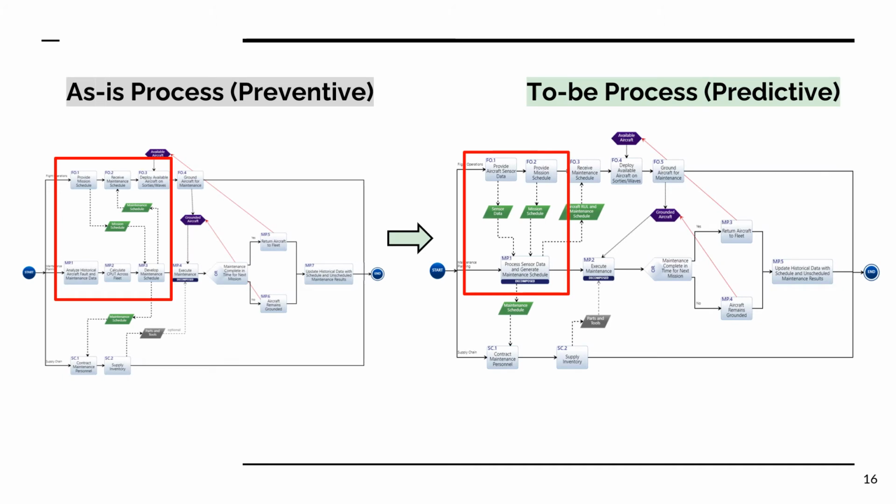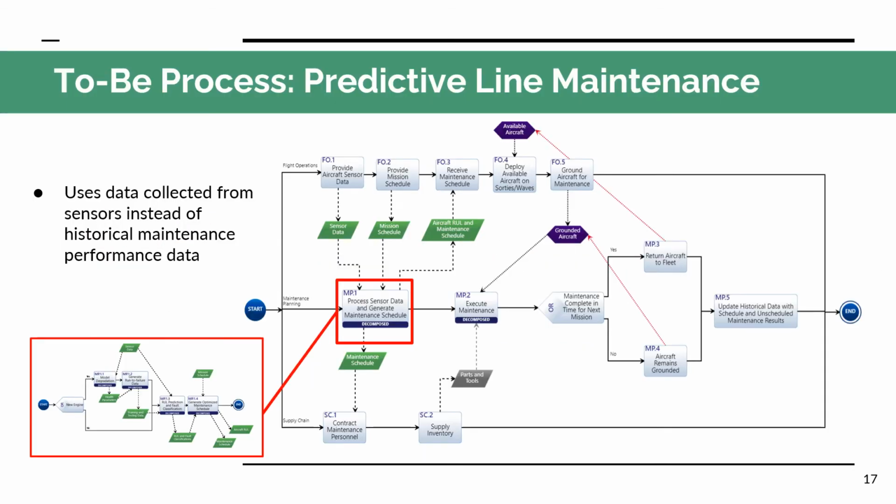This change will allow us to move from our preventive process to a predictive process as shown here, eliminating the bottleneck as identified in this area and transitioning it to this system here. This will use data collected from the sensors instead of historical maintenance performance data, and a new system, MP.1, which will process sensor data and generate maintenance schedule action, will be used instead.